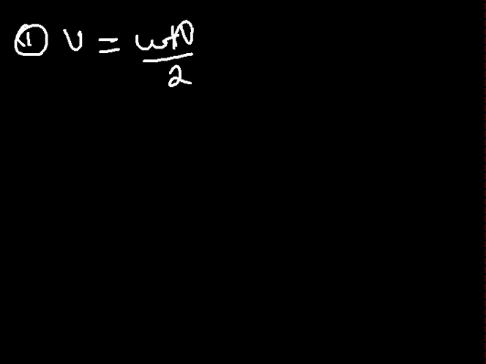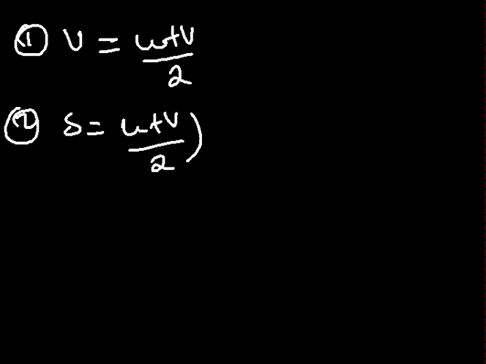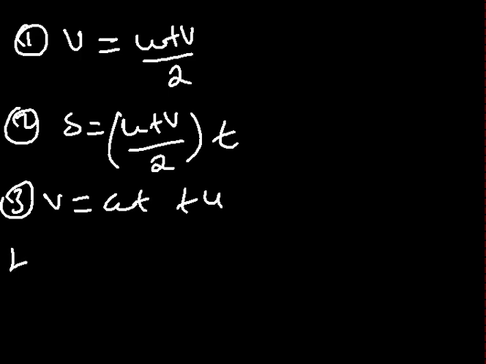So again, here are the equations. We have the first equation, which is the average velocity: u plus v divided by 2, where v is the final velocity and u is the initial velocity. Then we have another equation, which is the average displacement: s is equal to (u plus v) divided by 2, times t. The third equation is the acceleration equation, but making v the subject, we have v is equal to at plus u. And the fourth equation is the displacement equation, which is s is equal to ut plus half at squared.